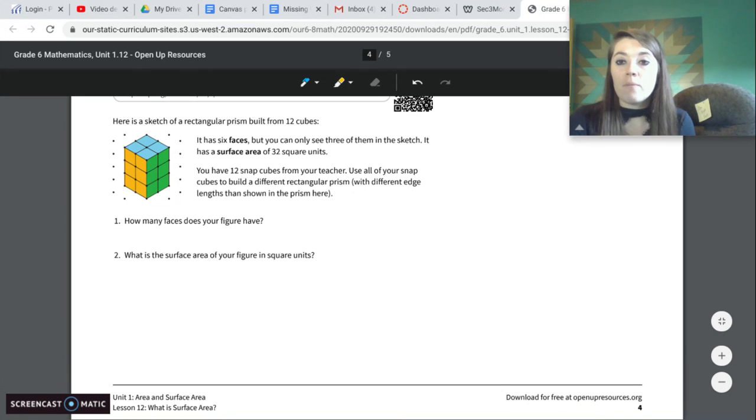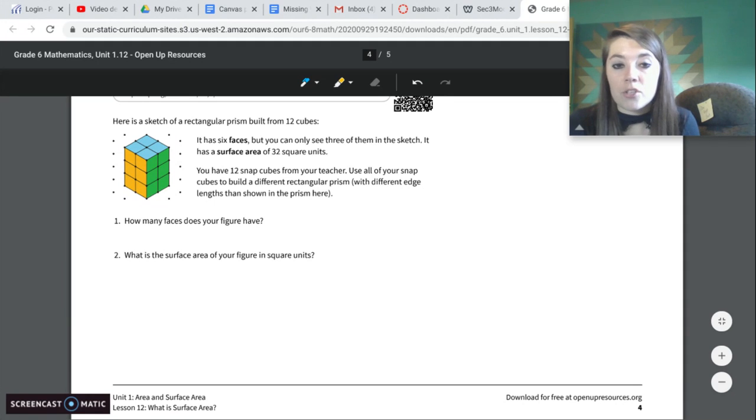So you can think about a Kleenex box. You've got all those different faces of your Kleenex box. You've got the 2 on the end, you've got the top, and you've got the front and the back. So you have 6 different faces. So it has a surface area of 32 square units.